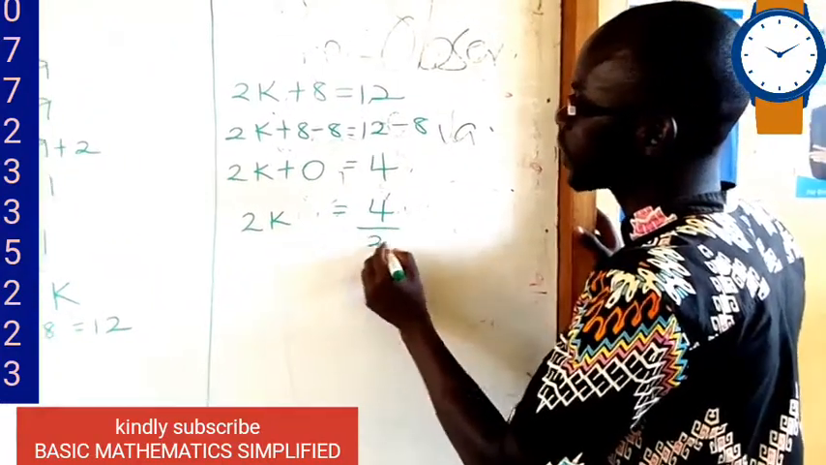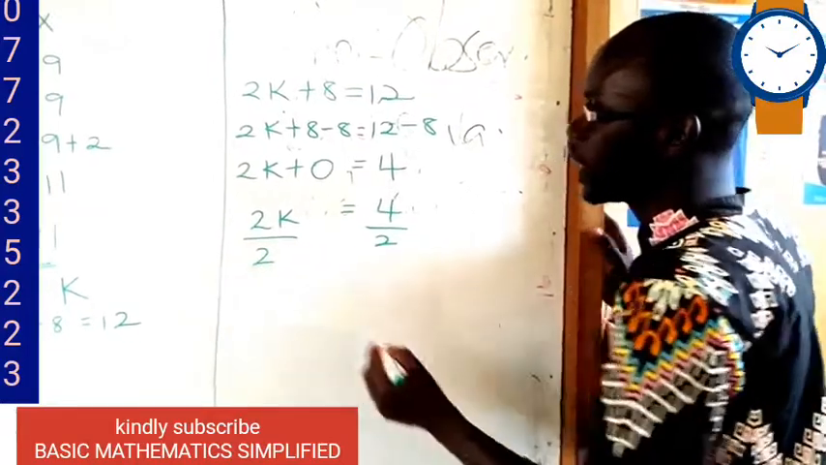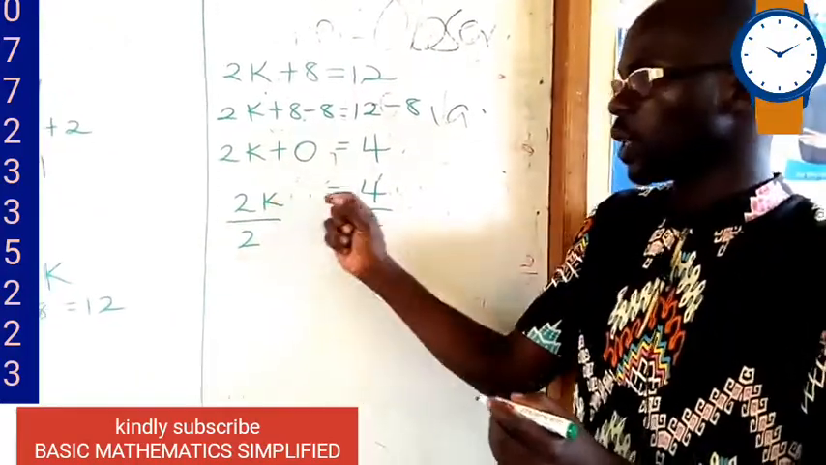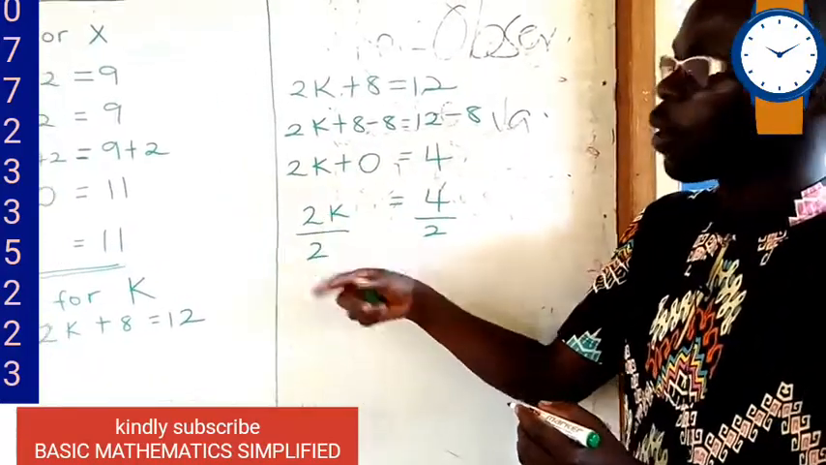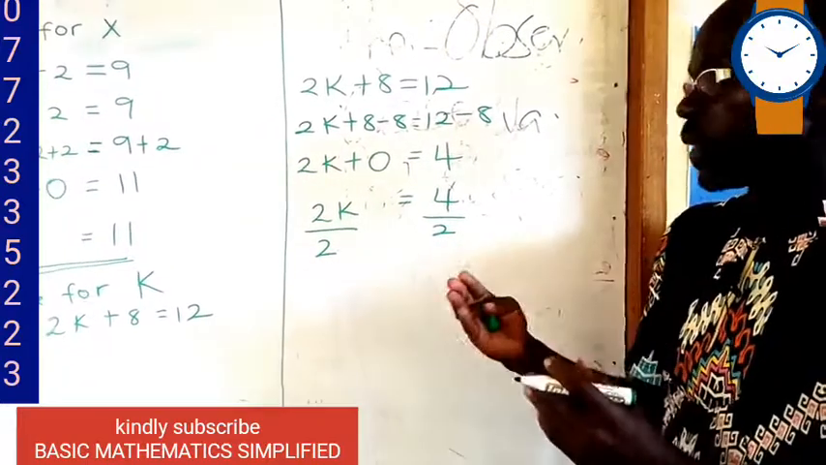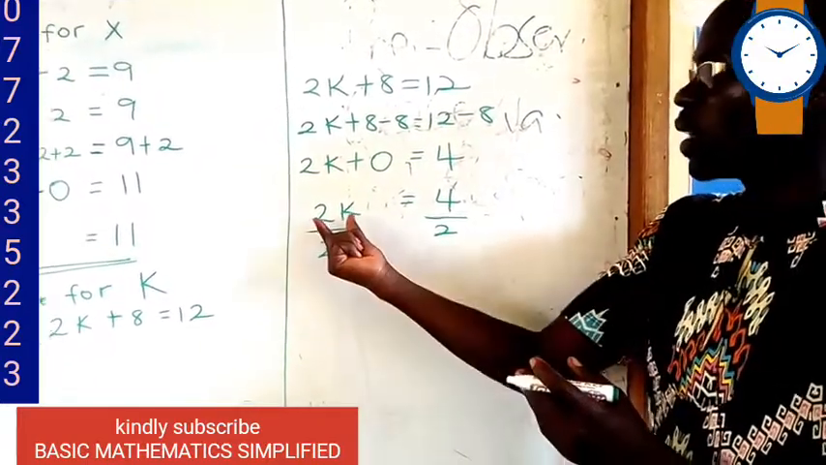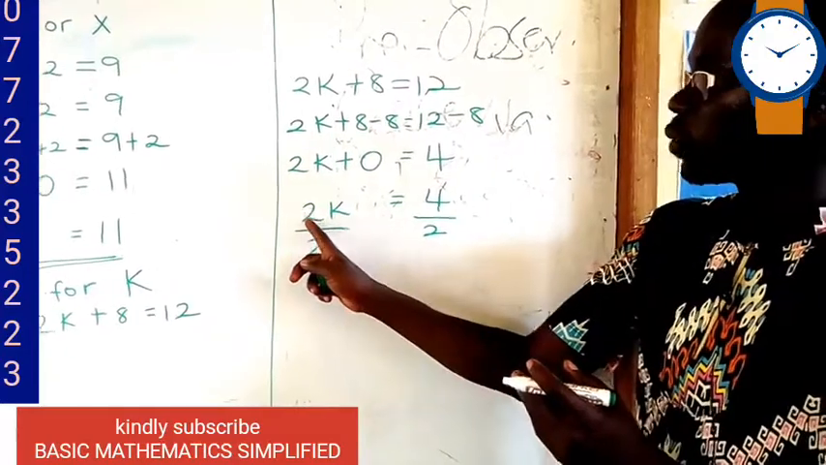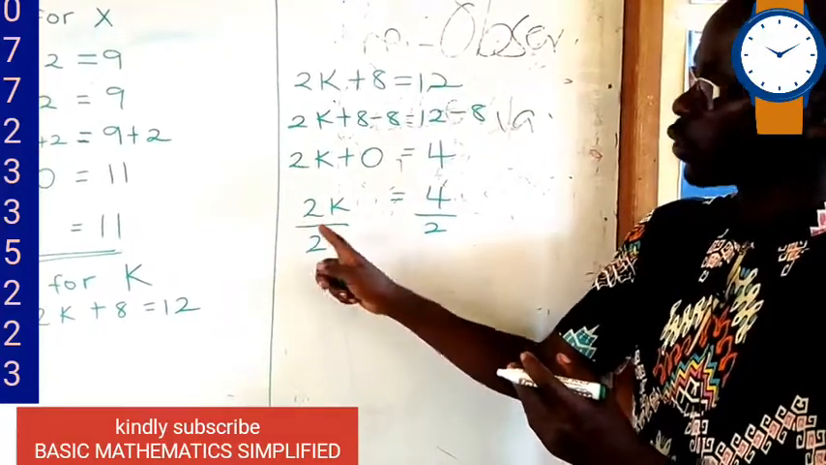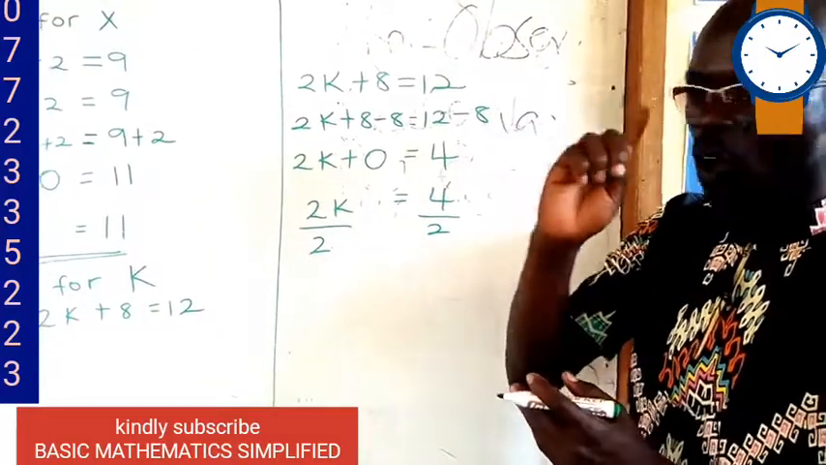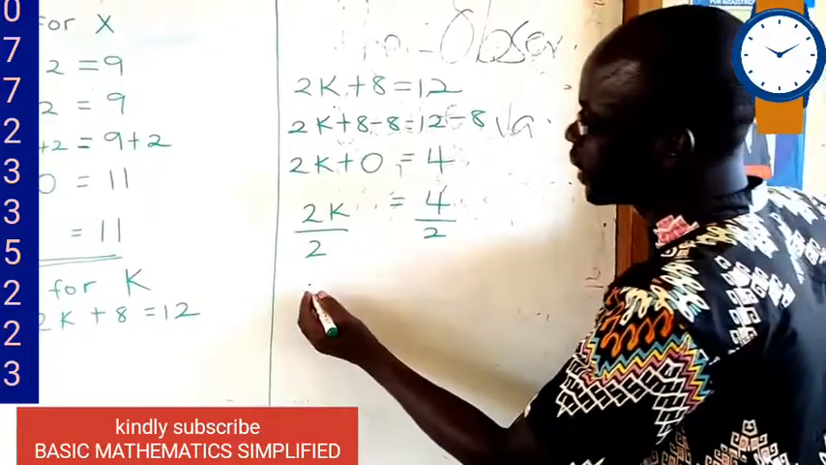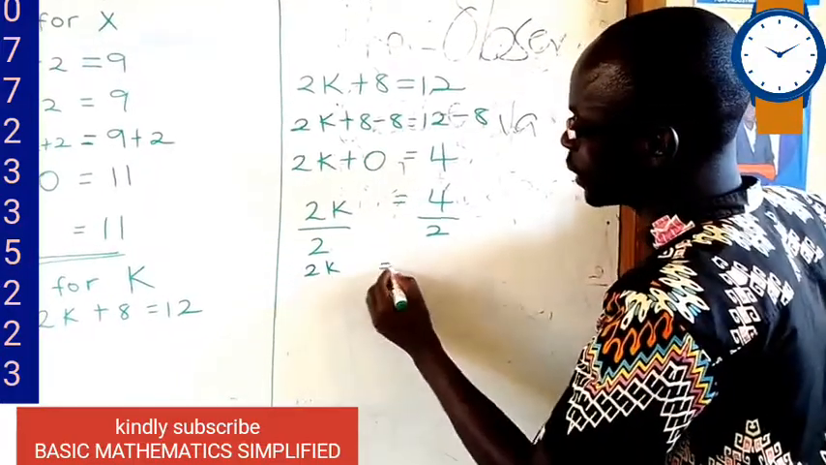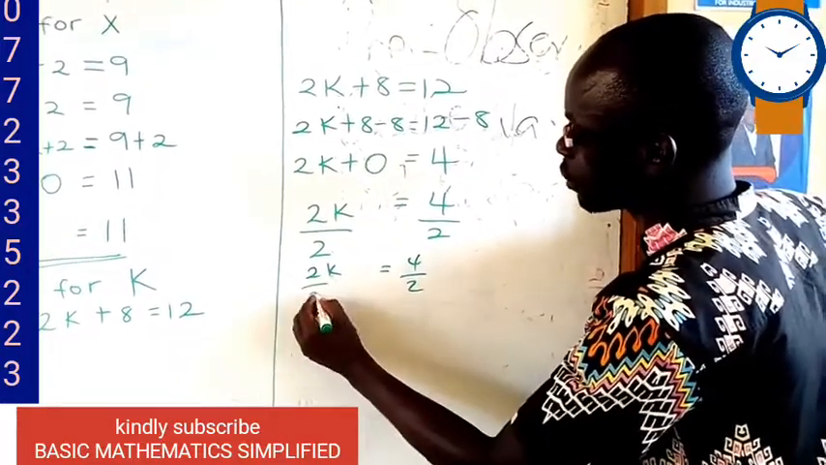You divide both sides by 2, the reason being you want to get the value of k. So we divide by the coefficient. The number of times that the unknown appears is what we call the coefficient. Since the unknown is appearing 2 times, there are 2 k's. So you divide by 2 because we need the value of one of them. So when we're dividing, you have now 2k equals 4 over 2.